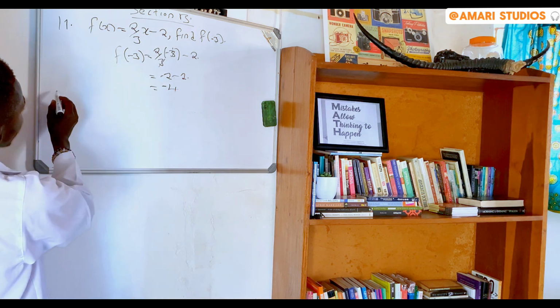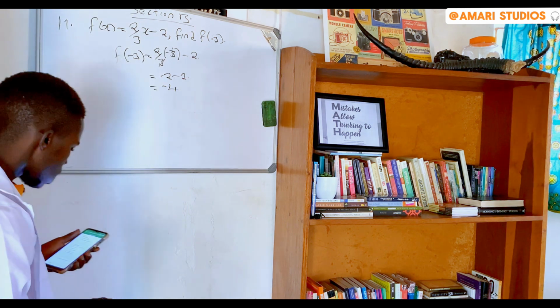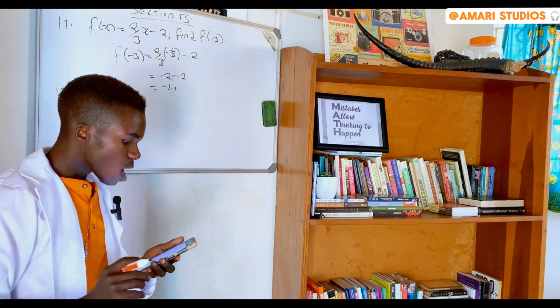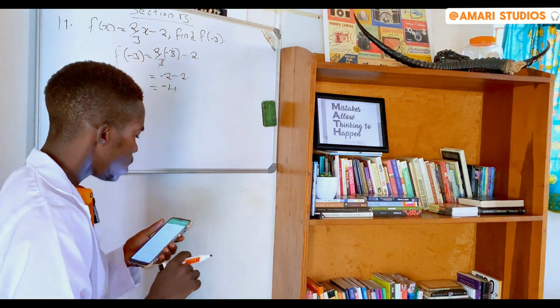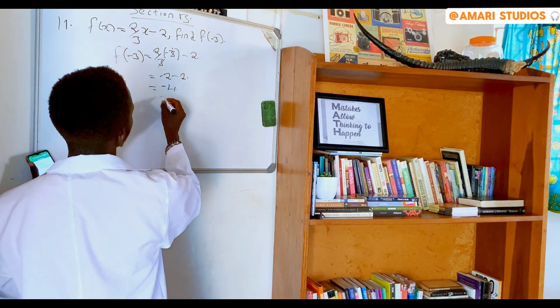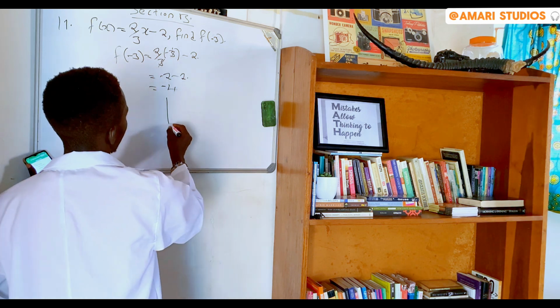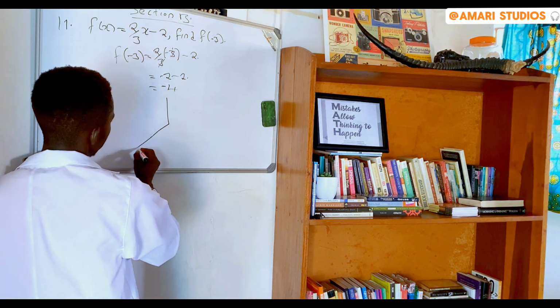Now, we move on to question 12. Question 12 of section B. In the following diagram, the bearing of C from D is 245. So this is our diagram.